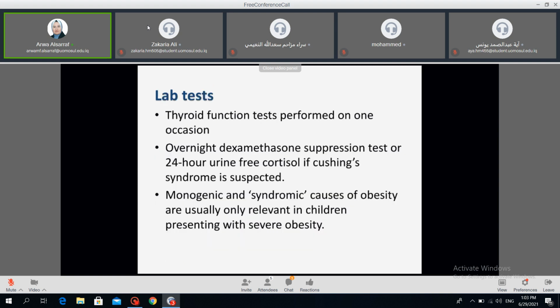To exclude these secondary causes for obesity, we need to do some lab tests. So all obese patients need to have a thyroid function test and also what's called the overnight dexamethasone suppression test to diagnose Cushing syndrome, or we can also do the 24-hour urine-free cortisol to diagnose Cushing syndrome. Some monogenic and syndromic causes of obesity are usually only relevant in children presenting with severe obesity, وعادة المريض هذا يروح للبيدياتريك وممكن نعمل some gene study to know why he is different from other children.